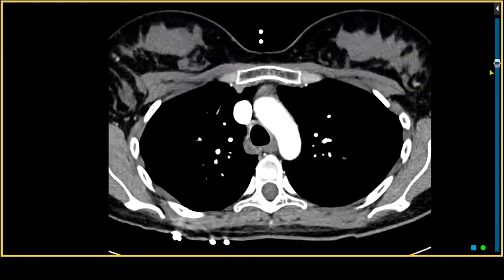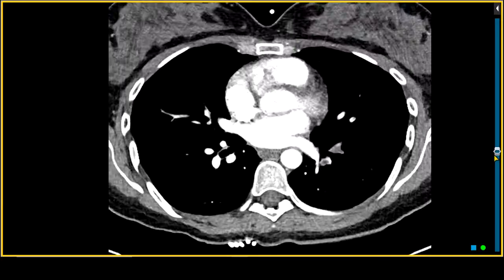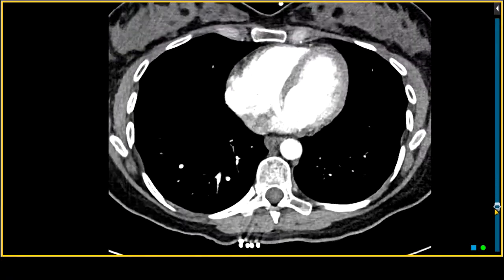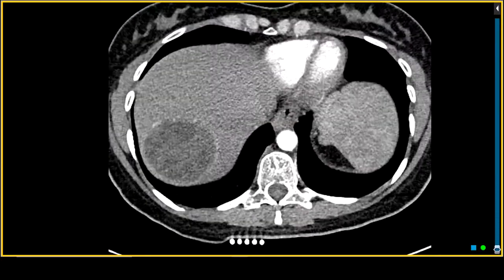I'm not going to focus on findings in the chest, but as it turns out, we image a little bit of the upper abdomen here, and we see a rather large mass in the right hepatic lobe, maybe some rim enhancement surrounding it. It looks like it has internal complexity to it, and for this reason, an MRI was performed.